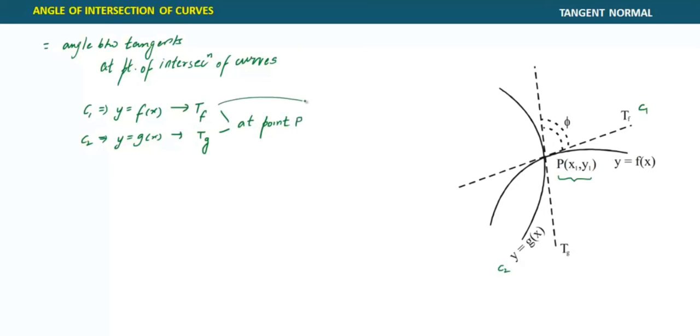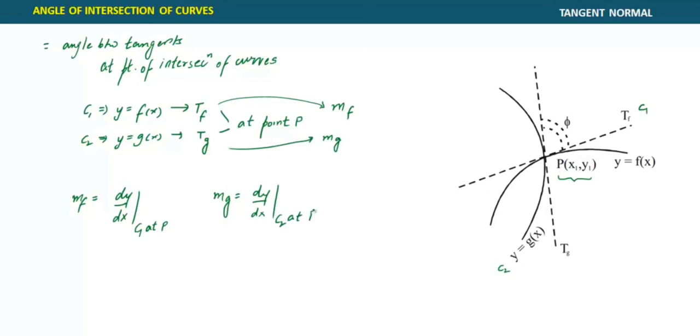Okay, so now what is the slope? Let's say the slope of this particular tangent will be MF, and the slope of this particular tangent will be MG, right? If we can find the equation of the tangent, that means we have the slope. So how can you find the slope? MF is very easy to find. You will do dy by dx for the C1 curve at P, and similarly for MG, you will do dy by dx for the curve C2 at point P, right? So this is how you will find MF and MG.